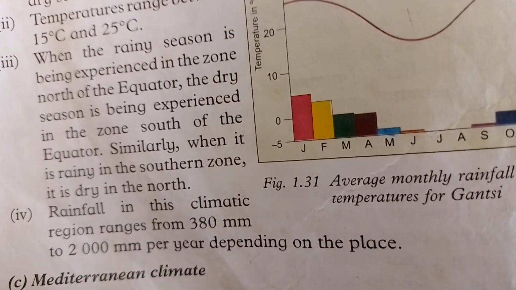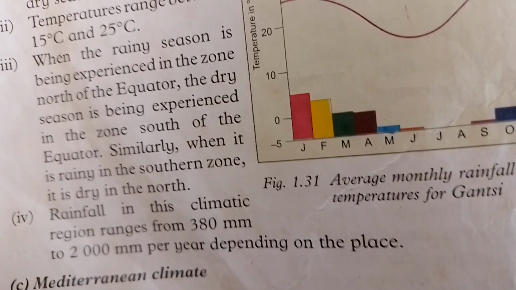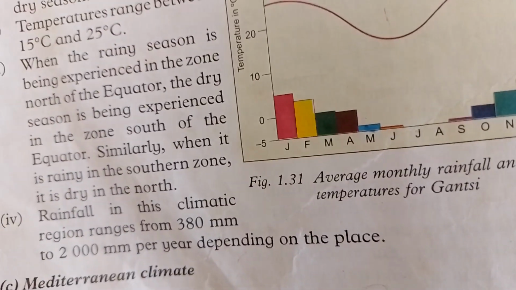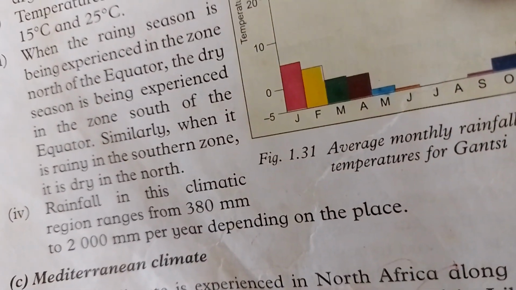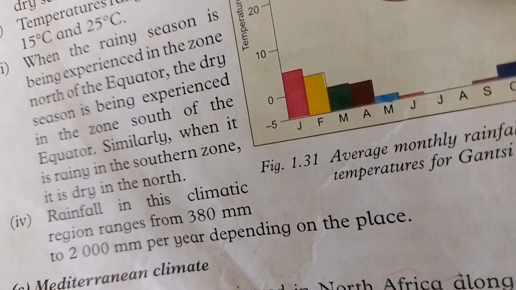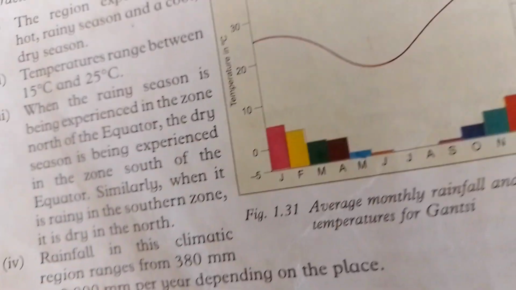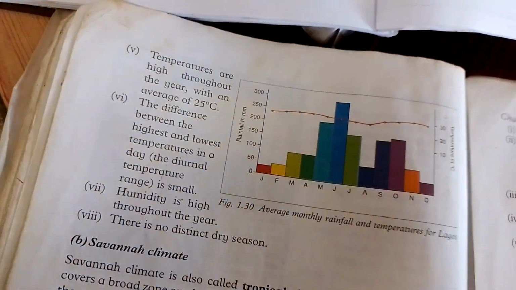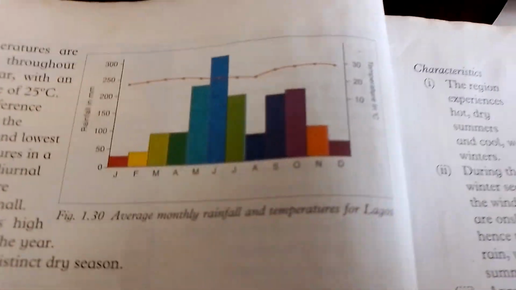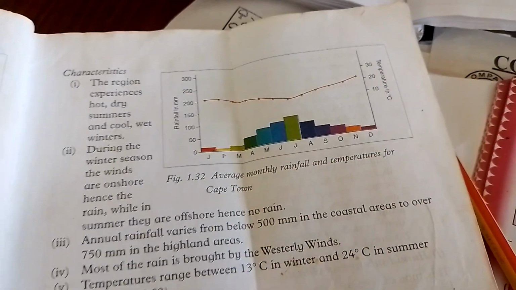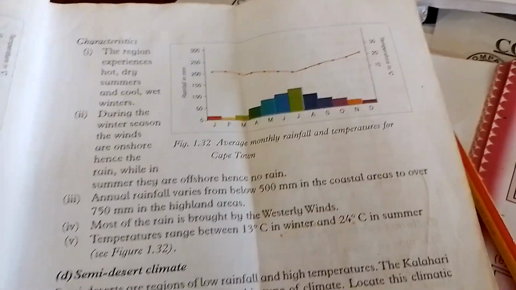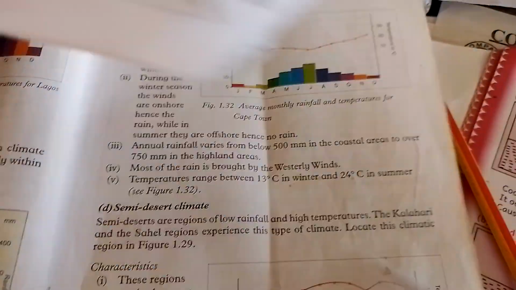Then the rainfall is between 380 millimeters during the dry season and 2,000 millimeters during the wet season. Then from there, we have a certain climate that we are likely to have come the end of this year. I want us to be very vigilant on what I'm going to explain here. This climate is known as Mediterranean.